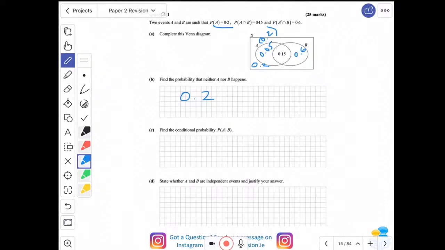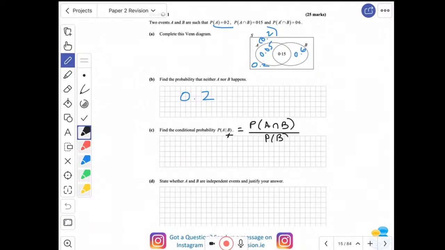But the next bit, find the conditional probability of A given B. So this is where your knowledge of your formula is so important. So without even thinking about it, this is what needs to come into your head before we actually go and look at the numbers. So you need to remember, okay, the conditional probability formula is as follows. You find their intersection on the top of the fraction, and then the given part, which is always the second part, goes down the bottom.